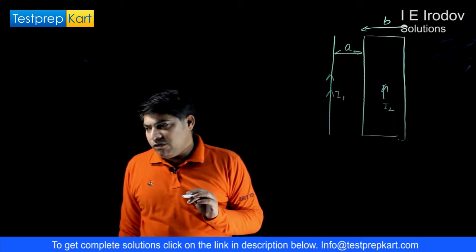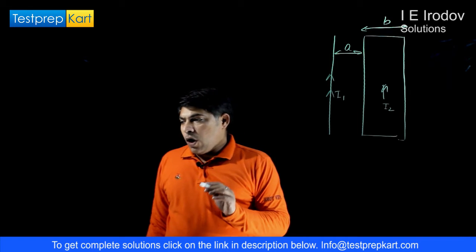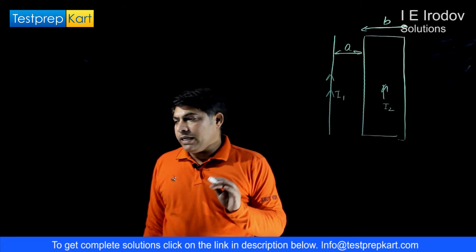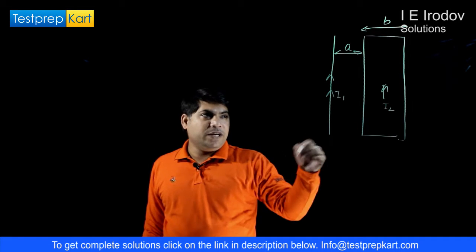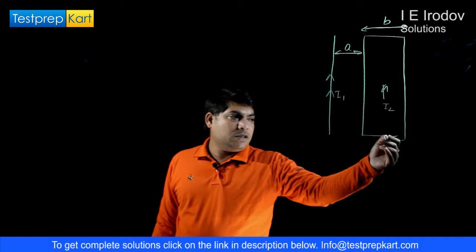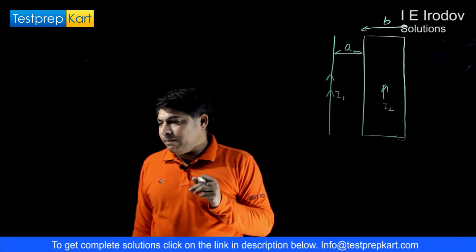Question number 3.258. Two long, thin parallel conductors of the shape as shown in the figure. One is very thin, another is just like a parallel plate or sheet of the conductor.